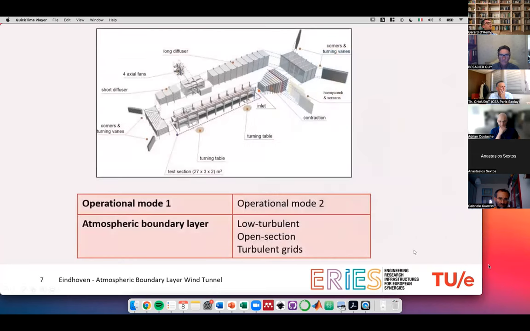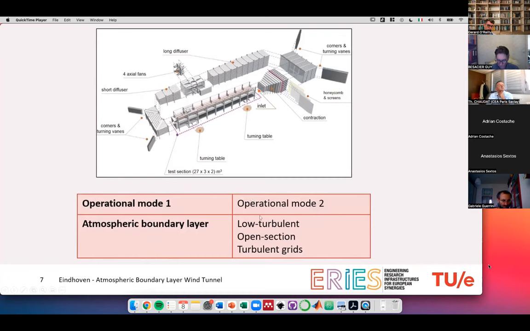So to the two turntables. We use the turntables, as I mentioned, for two different test scenarios. The turntable here in the back, which is further downstream, we use for operational mode one, or how to call it, the atmospheric boundary layer mode, because obviously we will need a fetch to set up the roughness and spires to develop the correct profile. So for this, we would use the later turntable.